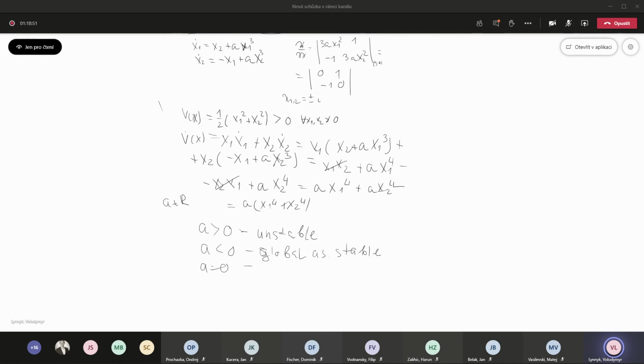We cannot decide when a equals 0, because... Why? We can decide, because then the derivative is 0 everywhere. And if the derivative is 0 everywhere, it's stable. Sorry, it's just stable, it's not asymptotic. Global or local? Global. Global stable. Only stable, or Lyapunov stable, for example.